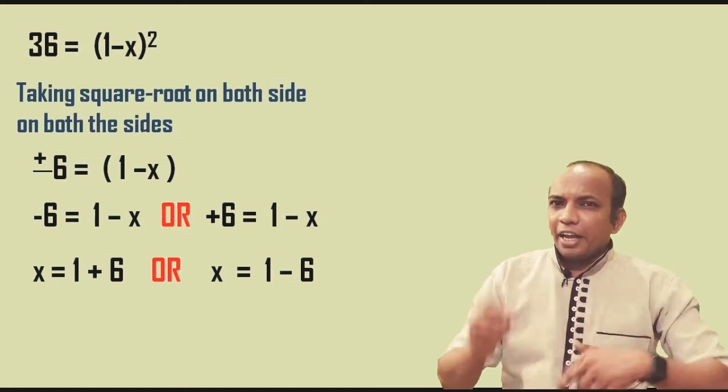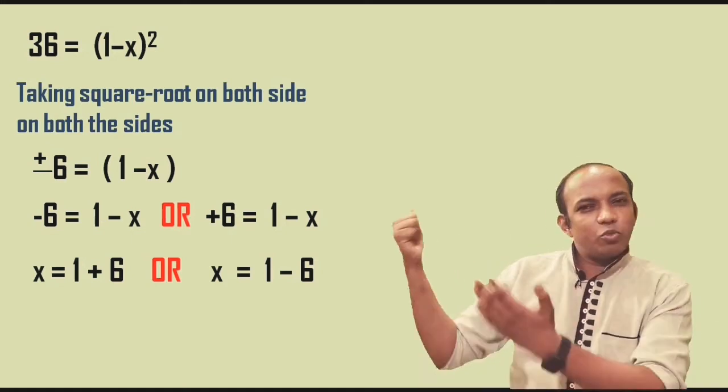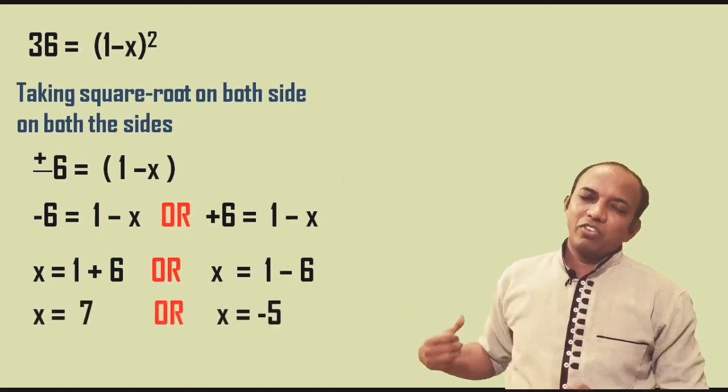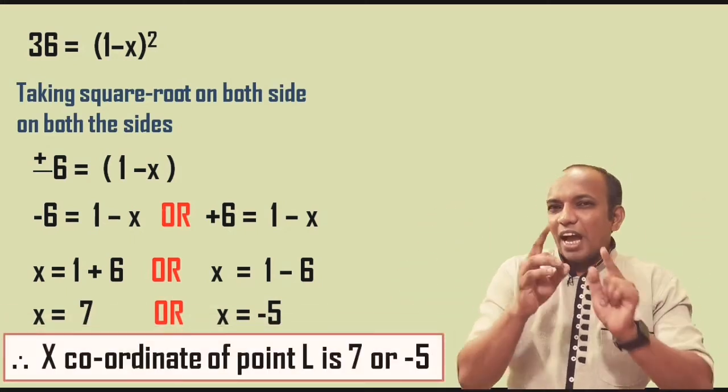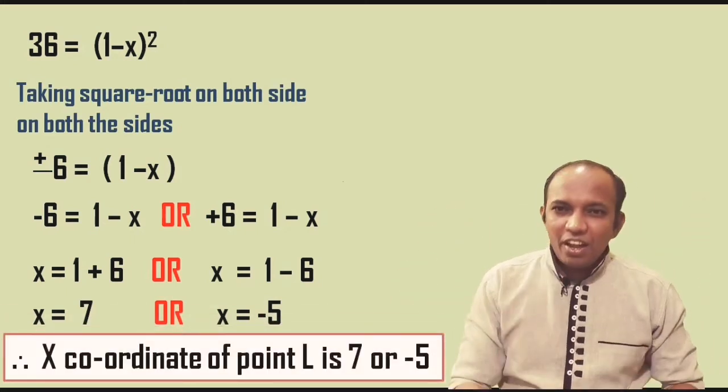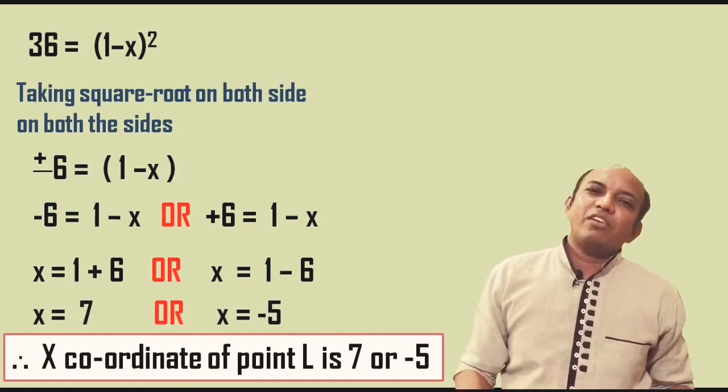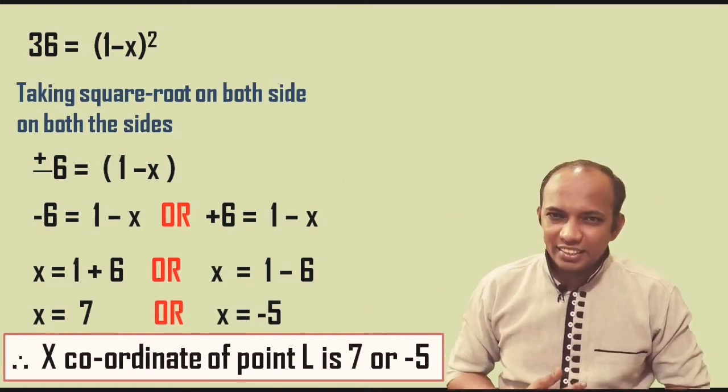Correct? Carry out the operation. What are we left with? X equal to 7 or x equal to minus 5, and bang, this is what we are searching for. So the x coordinate of L can be 7 also, can be minus 5 also, and this is what our answer is.